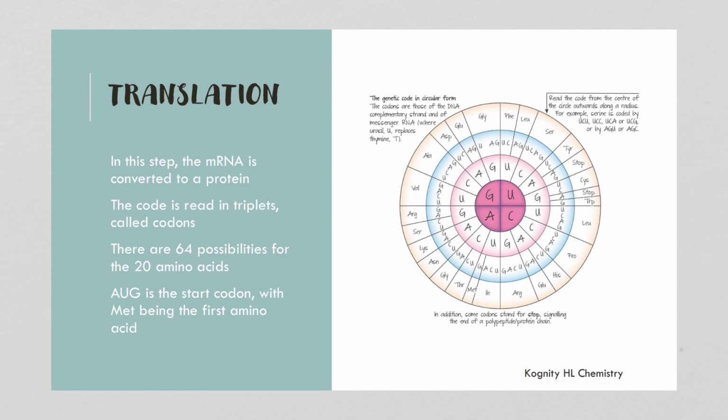Now, interesting, you don't have to use the genetic code for the IB chemistry. You don't have to be able to read a codon chart, but of course in biology you do.